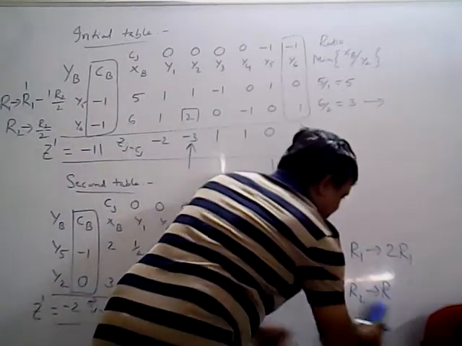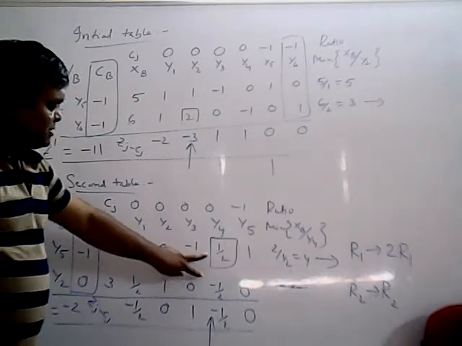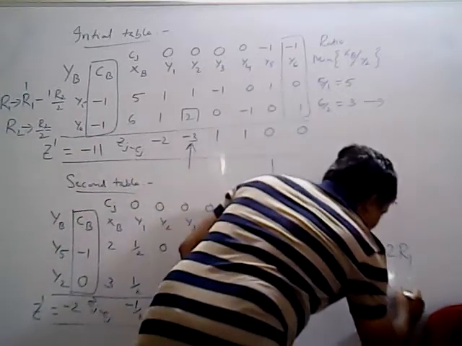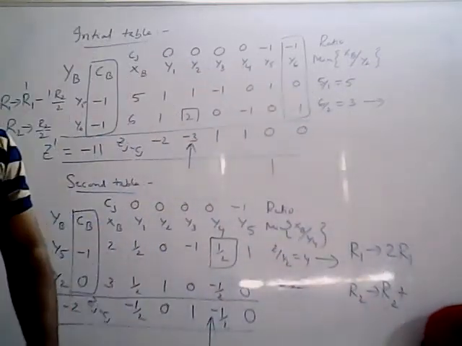R2, second row will be as it is. Key element is there in the first row, so second row will be as it is. Now what is the next step? Same signs are there, put minus. Opposite signs are there, put plus. So opposite signs means put plus.